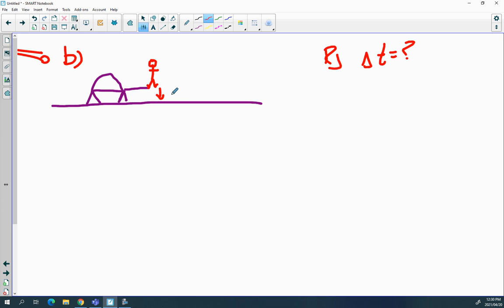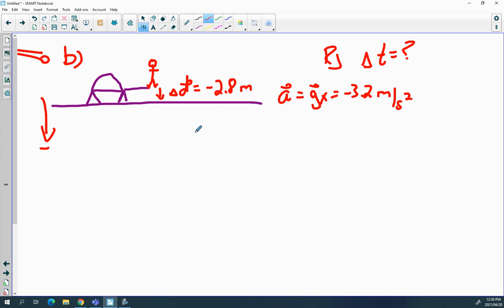Well, we know that this object, this person, this astronaut is going to fall downward towards the surface by negative 2.8 meters because down is negative, okay? And we do know that there will be an acceleration for this astronaut, which is negative 3.2 meters per second squared. We talked about that in solving for part A. And we're going to assume that the astronaut here just kind of steps off, so its initial velocity is 0 meters per second. So this is basically my given.